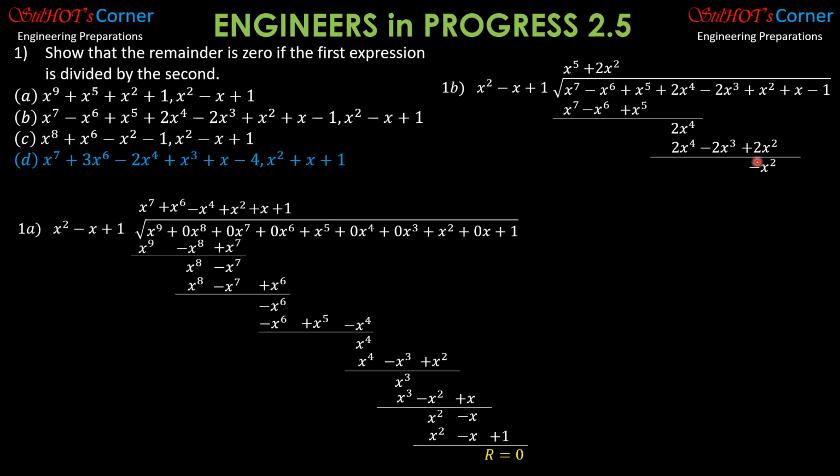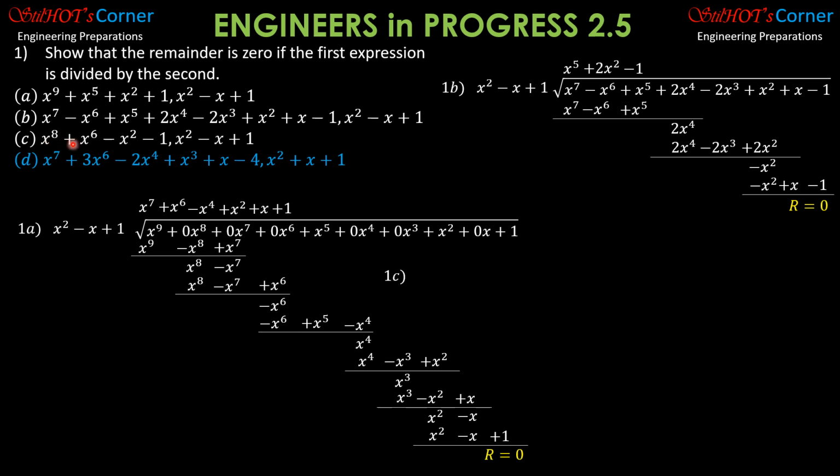X squared minus 2x squared is negative x squared. Then negative x squared divided by x squared is negative 1. Negative 1 times x squared is negative x squared. Negative 1 times negative x is positive x, and negative 1 times 1 is negative 1. Subtract, so negative x squared will be eliminated. X minus x is 0. Negative 1 minus negative 1 is also 0. So that's why the remainder is 0 indeed.